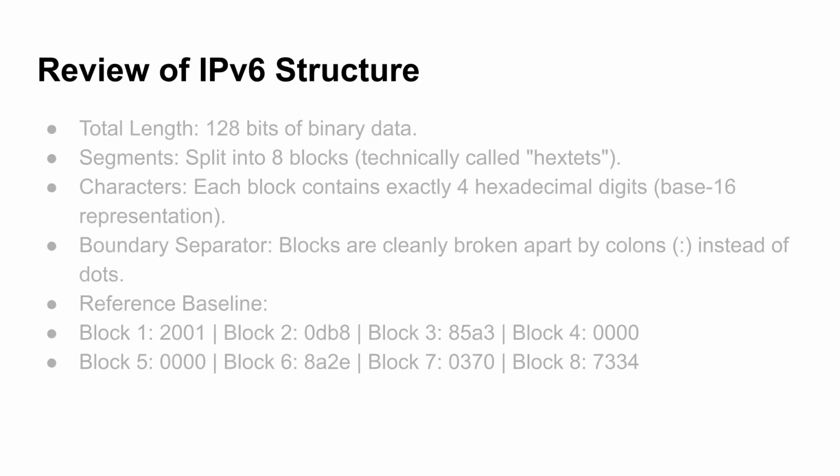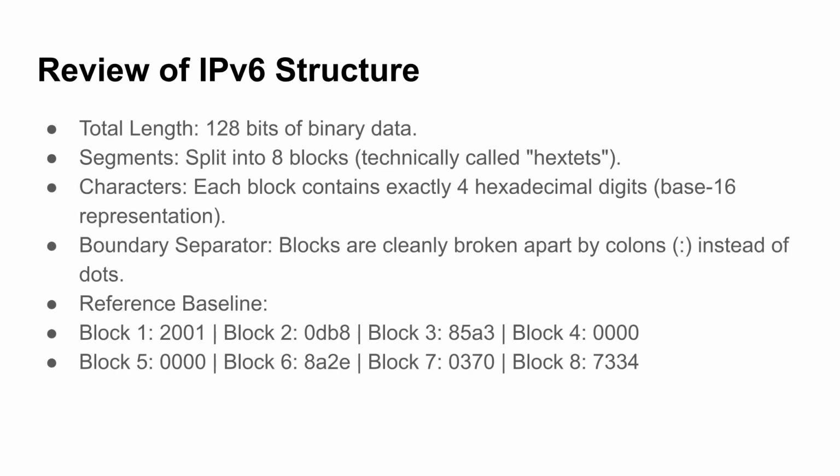Let's review the structure of an IPv6 address. It consists of 128 bits divided into 8 blocks, or hextets. Each block contains 4 hexadecimal digits, and these blocks are separated by colons rather than dots.